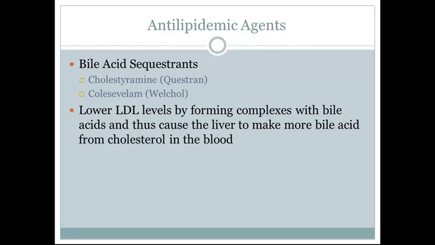Antilipidemic agents, we also have bile acid sequestrants such as Questran or Welchol. These are not as commonly prescribed now. They used to be very popular before all of our options with statin drugs. They lower LDL levels by forming complexes with bile acid and thus causing the liver to make more bile acid from cholesterol in the blood.